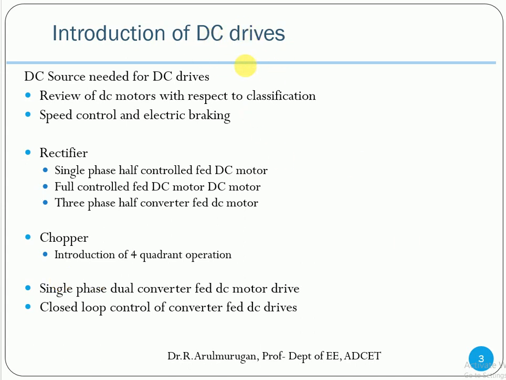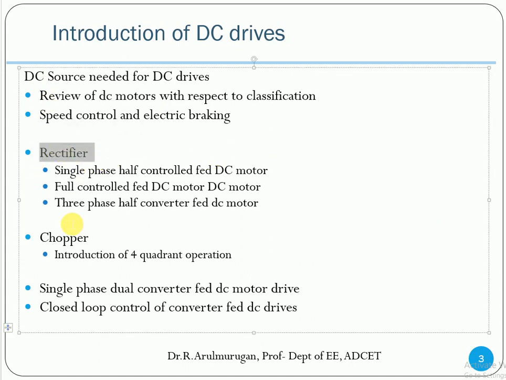So in the drive, the source is either AC or DC. Between the source and the motor, what is connected? The power modulator, an AC to DC converter or a DC to DC converter, any one of the methods. AC to DC means rectifier, and DC to DC means chopper. Okay, so two rectifiers I am using.